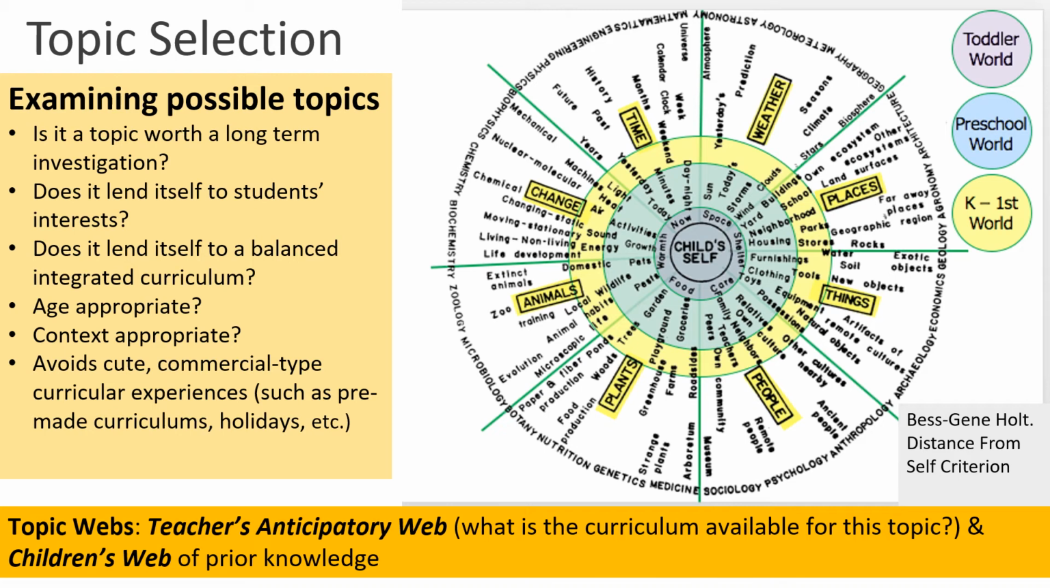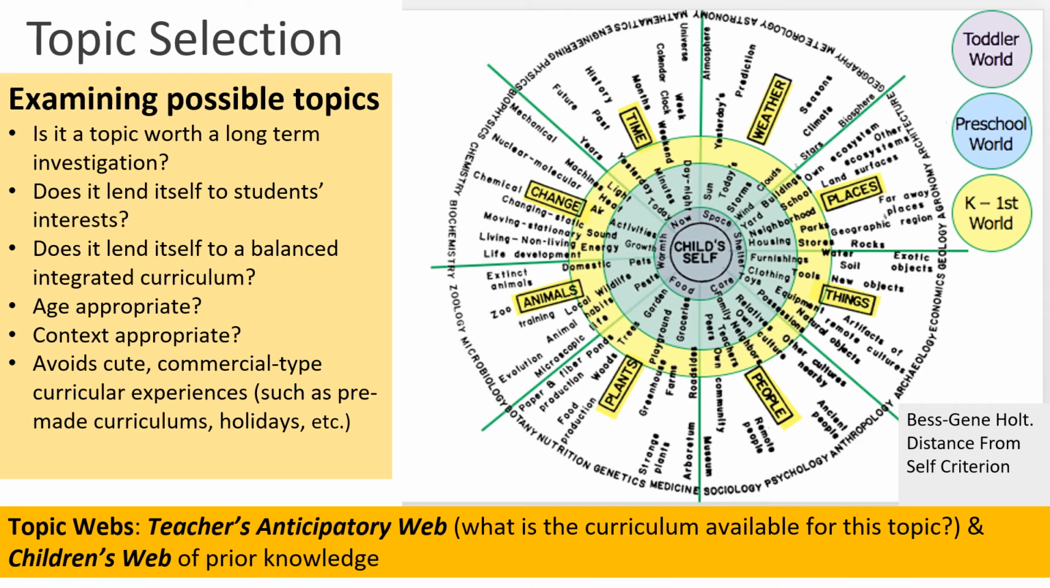Then if you look to the outer edge, you can see larger disciplines of study like zoology, microbiology, botany, nutrition, genetics, medicine, sociology, psychology, anthropology. Those are the studies, the disciplines that are related to those broad concepts of time, change, animals, plants, people, etc. Those would be studied in high school and in college.